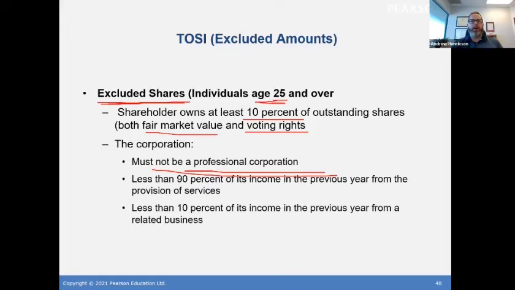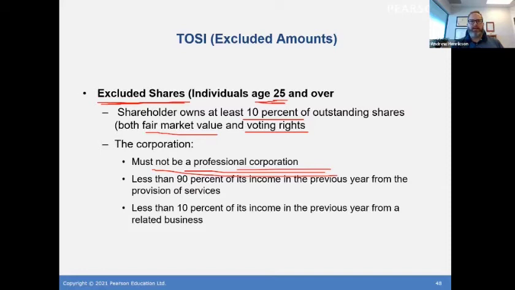Say you're an accountant or something, and you say, well, I'm going to give my wife half of the shares and half of the income, but she's not working. Well, in that case, you would not pass this test because of this exception that it can't be a professional corporation.